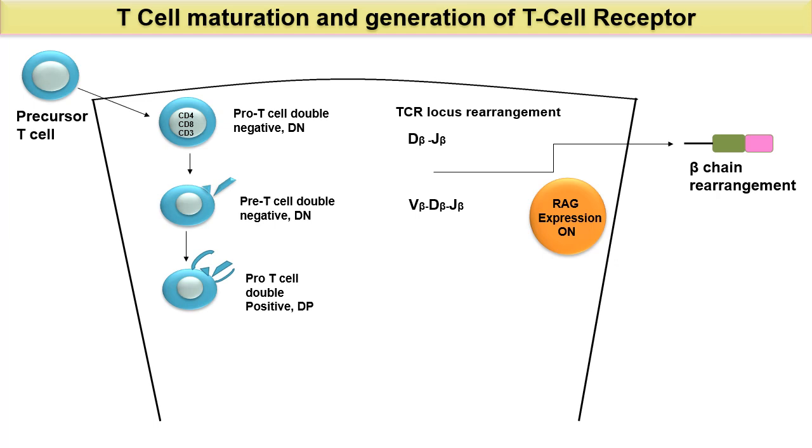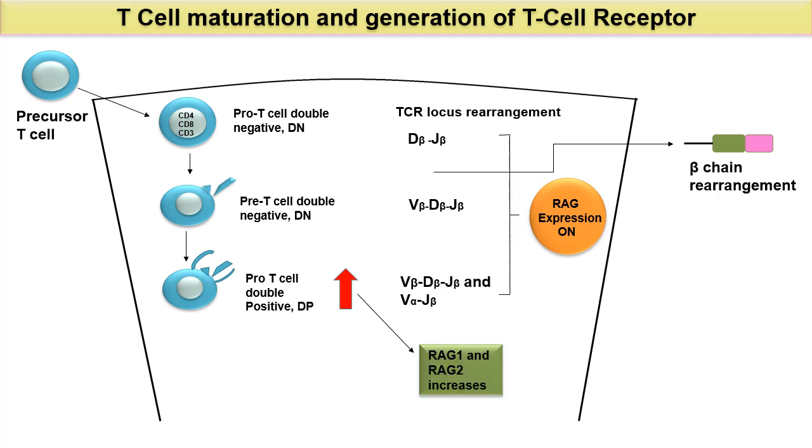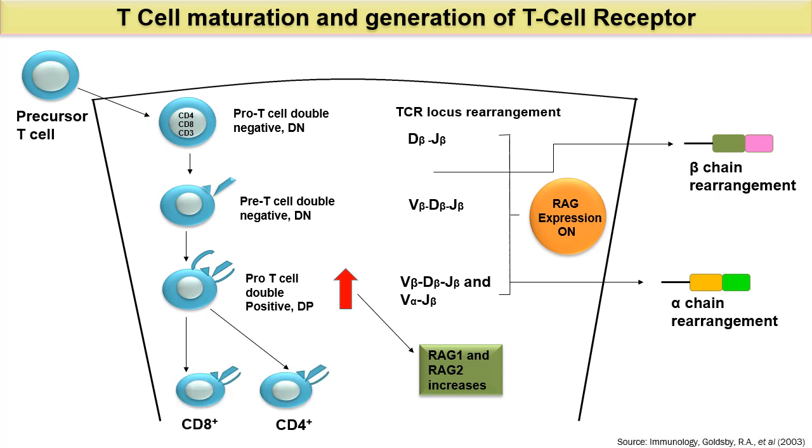So once the thymocytes are double positive, they stop dividing and increase the level of the recombination specific RAG2 and RAG1 recombinase, which induces alpha chain rearrangement. Once the alpha chain rearranges, the T cell expresses complete alpha beta T cell receptor and CD3 complex on its surface. Now these double positive cells become responsive to antigen and are subjected to positive and negative selection, and after that they become CD8 plus T cells and CD4 plus T cells.